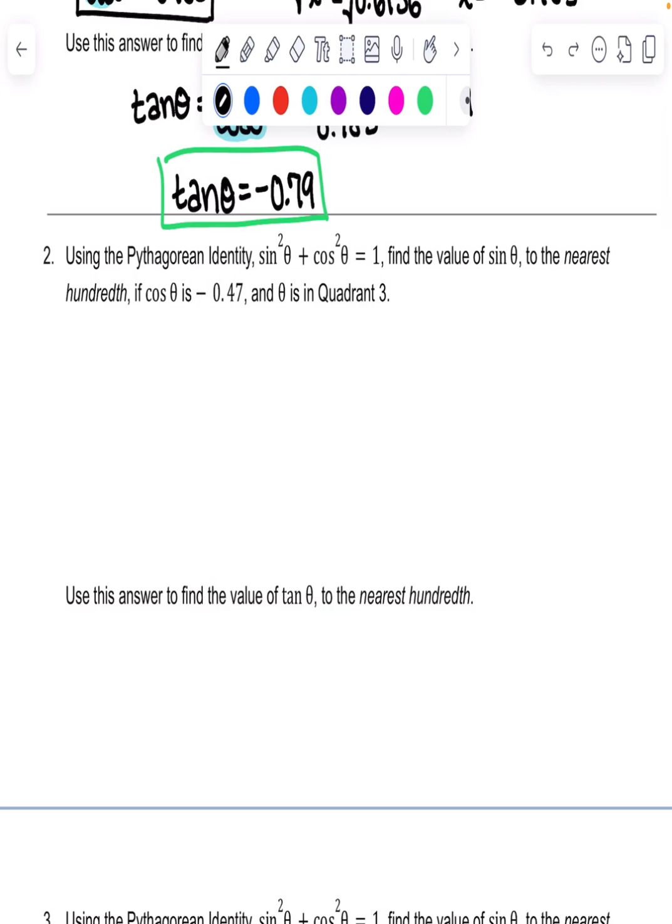Okay, so sine squared theta plus cosine squared of theta equals 1. So this is just being copied directly from here.